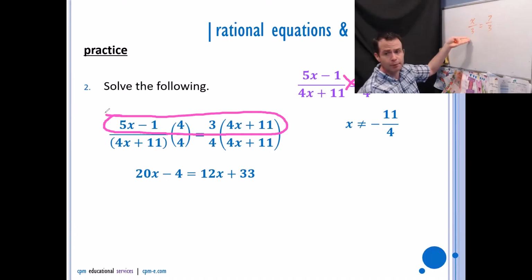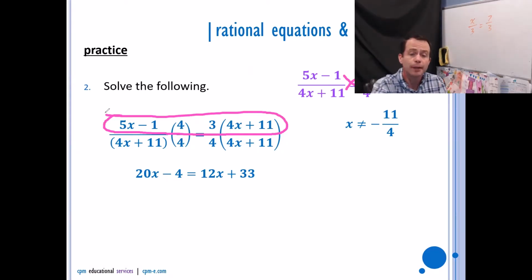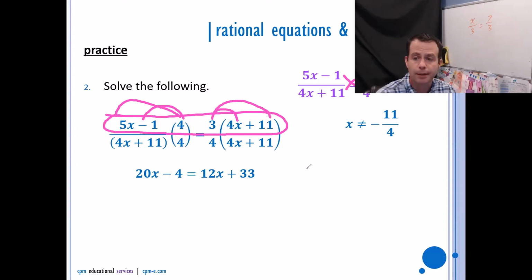It can't be 5/3 equals 7/3. That doesn't work. So as soon as your denominators are the same, your numerators would have to be the same. Okay, and so what I've done is I pulled out my numerators, but at the same time, I did the distribution. So 4 times 5x gave me the 20x, and 4 times -1 gives me the -4. Then on the other side, I have 3 times 4x to give me my 12x, and 3 times 11 to give me my 33. Okay, now I'm ready to solve that.